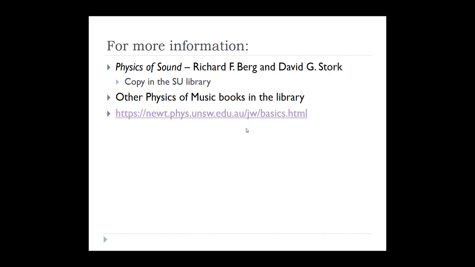So I have a couple of resources if you want to learn more. You can go look at The Physics of Sound by Berg and Stork. There is a copy of this book in the Shepherd University Library. When I looked in the library, there are other physics of music and physics of sound books. And if you don't have access to the Shepherd University Library, I would just search for those. The website where we looked at the flute and the clarinet also has a lot of very good information, some of it more technical than others.